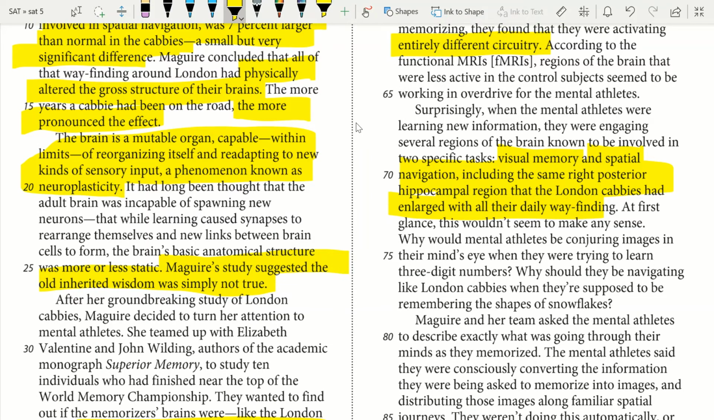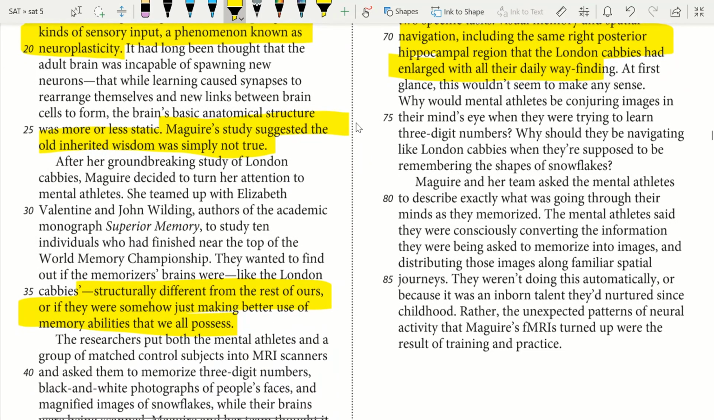At first glance, this wouldn't seem to make any sense. Why would mental athletes be conjuring images in their minds when they were trying to learn 3-digit numbers? Why should they be navigating like London cabbies when they're supposed to be remembering the shapes of snowflakes? McGuire and her team asked the mental athletes to describe exactly what was going through their minds as they memorized.